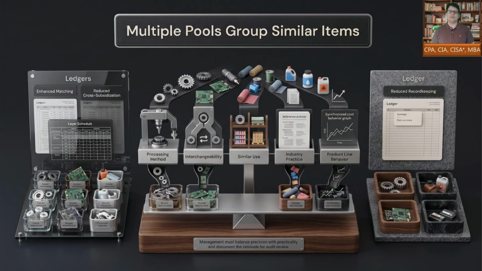More pools may improve matching because layers stay tied to more specific inventory categories. But more pools also increase record keeping because each pool needs its own layer schedule, index calculation, and annual reconciliation. Management must balance precision with practicality and document the rationale clearly. A good pool is like a good classroom group project. The members should actually belong together.